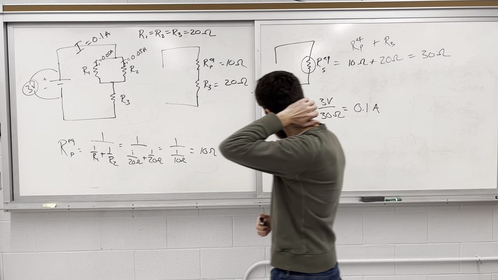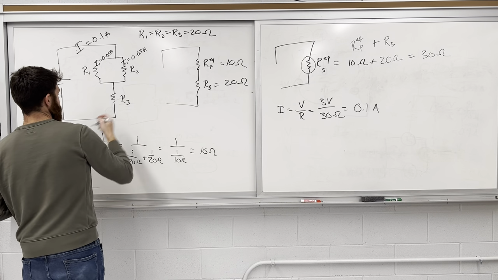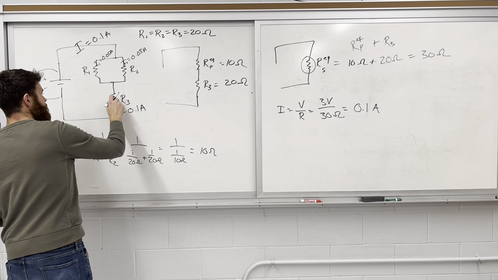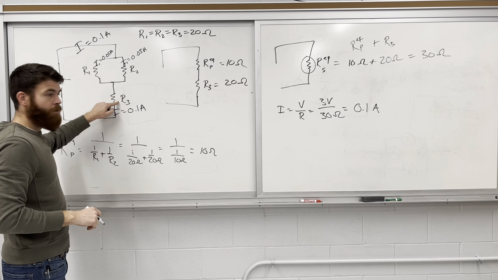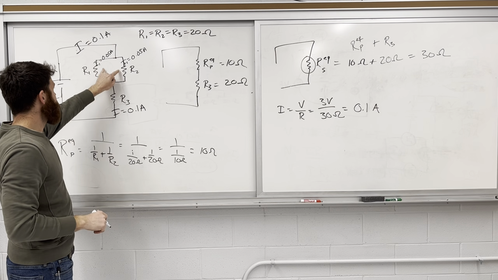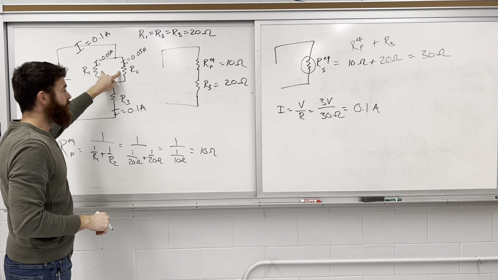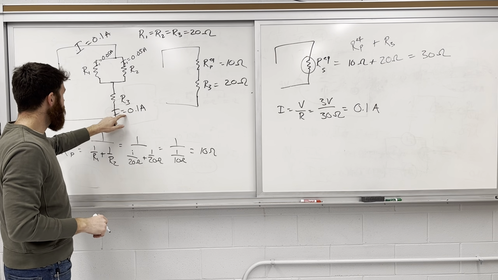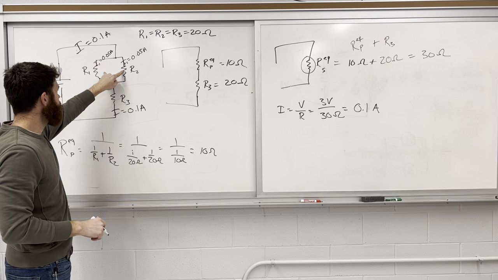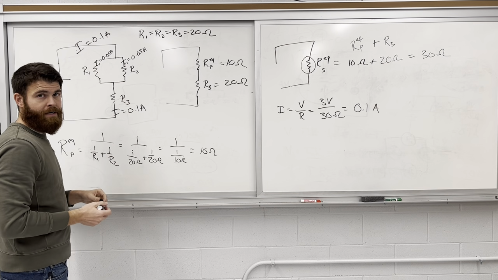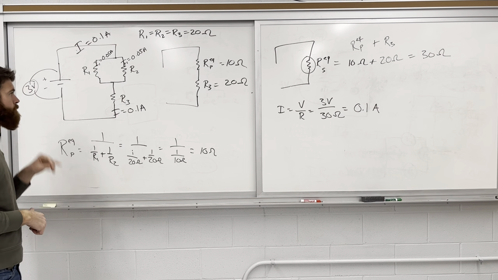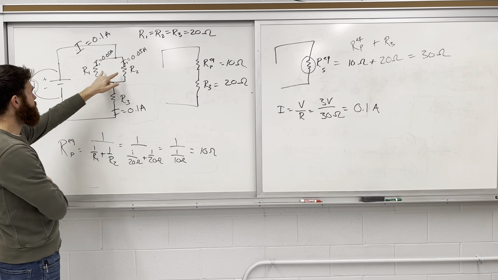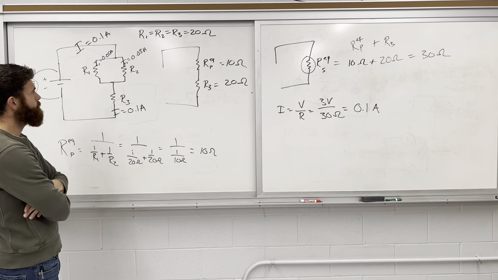So which light bulb will glow brightest? The current flowing through this one is 0.1 amp. This light bulb will glow the brightest. And these two light bulbs, because they have the same amount of current, will have equal brightness, but they'll be half as bright as this bulb. So this light bulb will be twice as bright as these two, and these two will have equal brightness, because twice the current is flowing through this light bulb as through these two light bulbs.